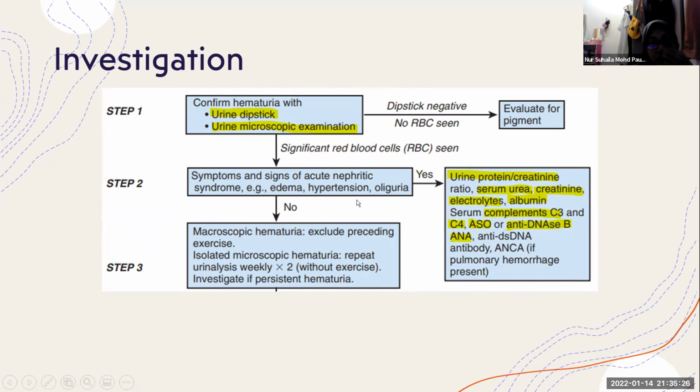If there is a presence of nephritic syndrome, we need to do urine protein creatinine ratio, serum urea and creatinine, and electrolytes. Also do serum complement C3 and C4, ASO titer, anti-streptolysin O titer for post-streptococcal glomerulonephritis, and anti-DNase B and ANA to rule out SLE, to rule out lupus nephritis.